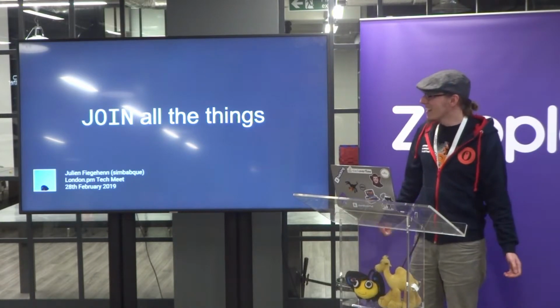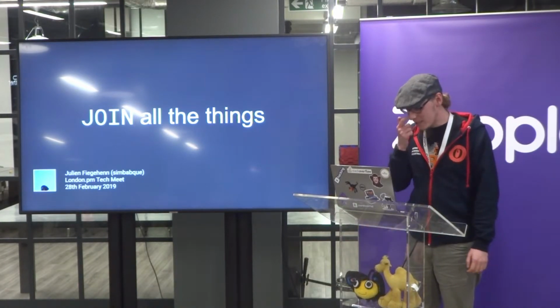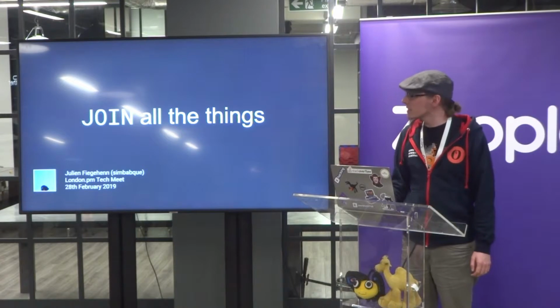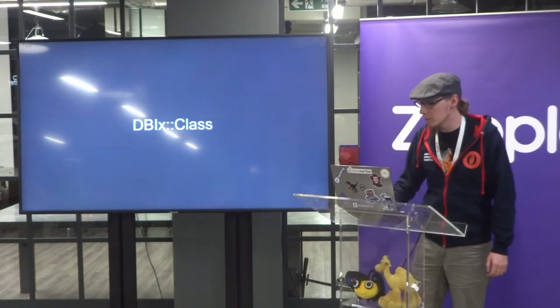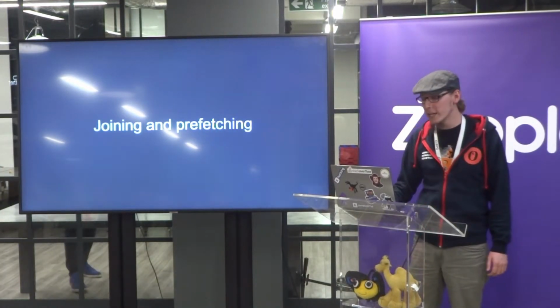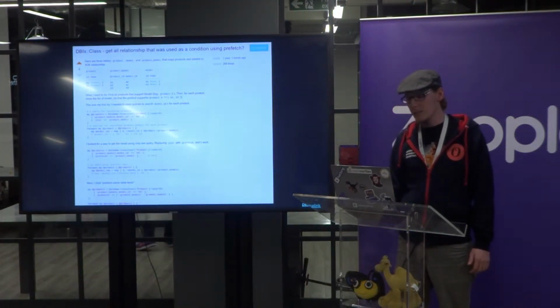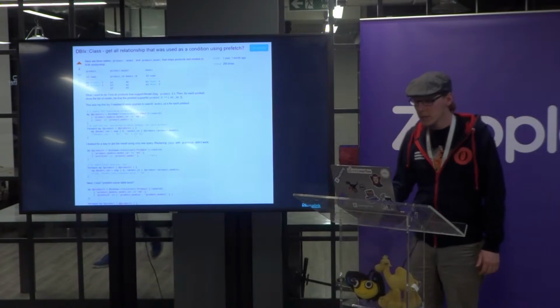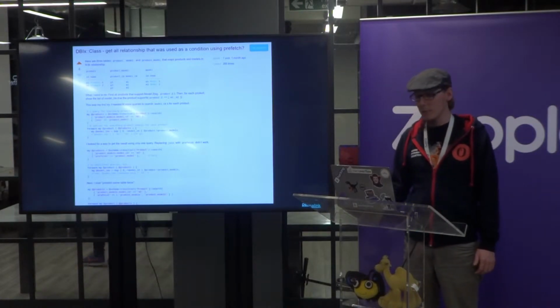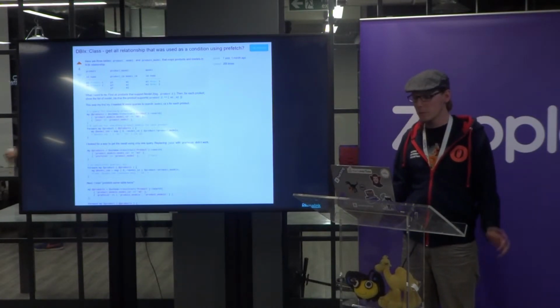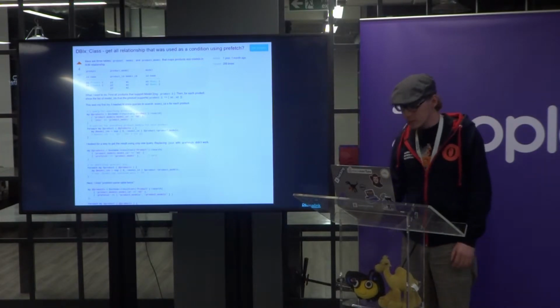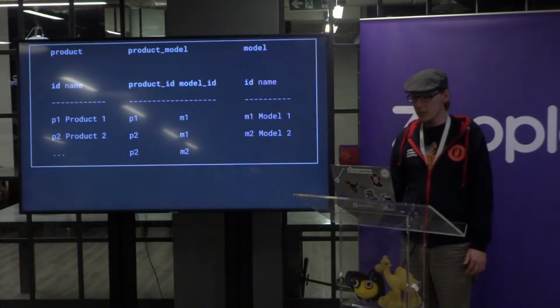English. Okay. So this is called Join All the Things. And it's about DBIx class in Perl 5, and specifically about joining and prefetching. A while ago, about a year and a little bit ago, I saw this Stack Overflow question where someone was asking about how to get relationships that were used in a condition, really long question. I was saying, I can do this. Let's look at the question.